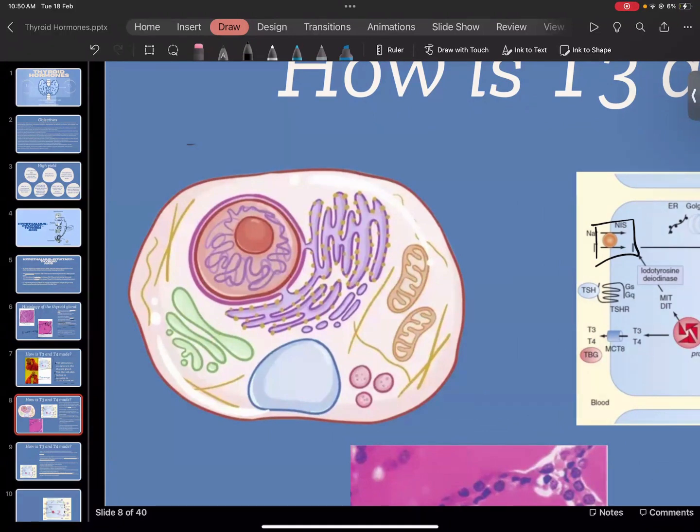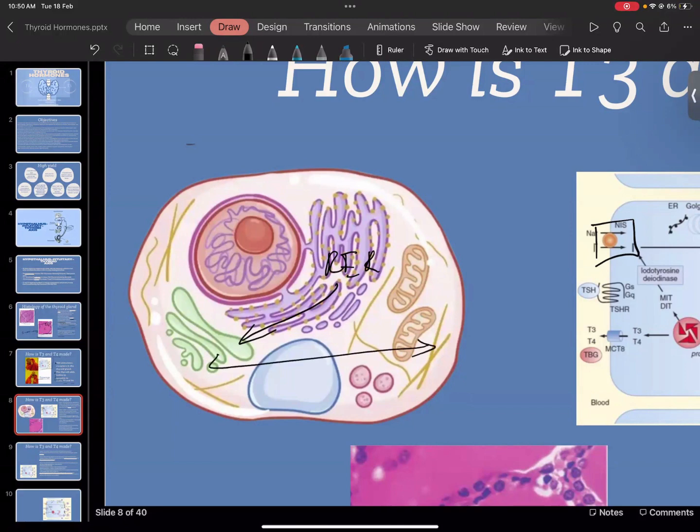All right, thyroglobulin is a protein. So where are proteins usually made? They're usually made in the rough endoplasmic reticulum. Then it's sent to the Golgi apparatus, which modifies the proteins, adds stuff, takes off stuff. And it packages the thyroglobulin and sends it outside of the cell.